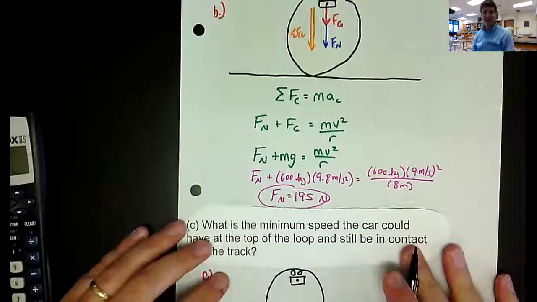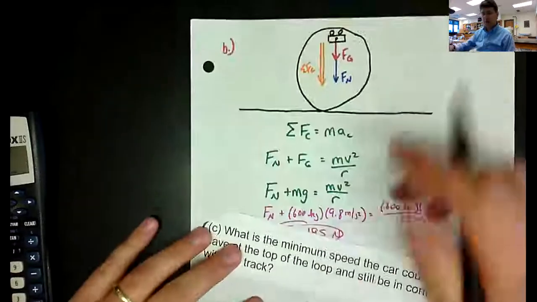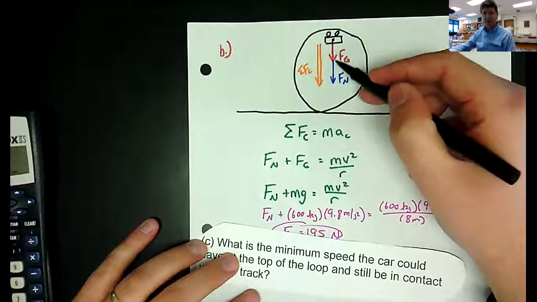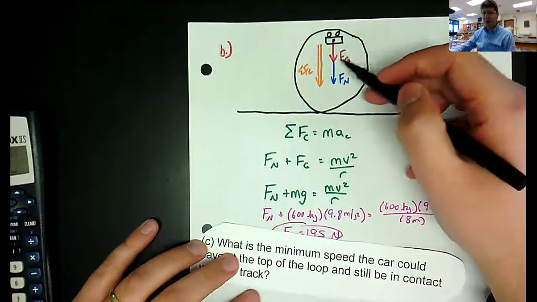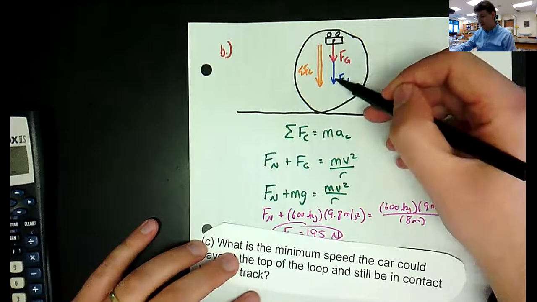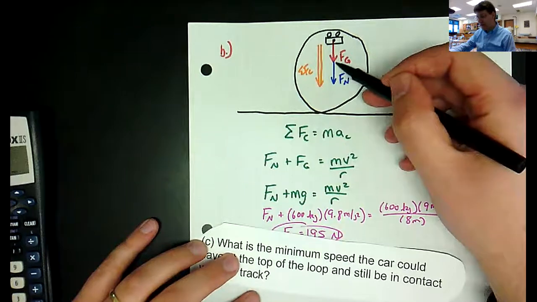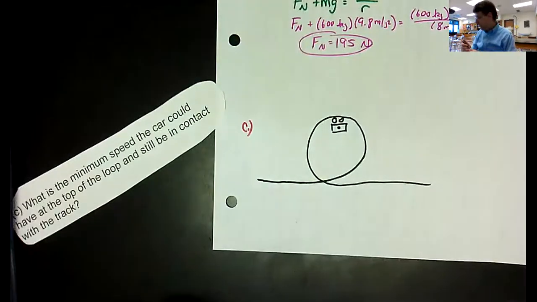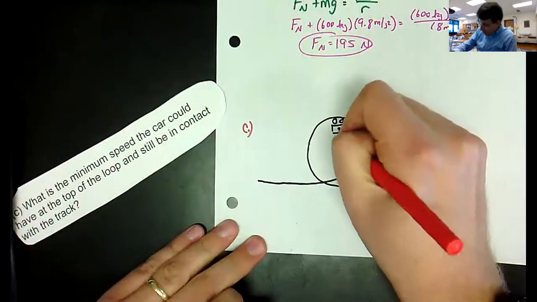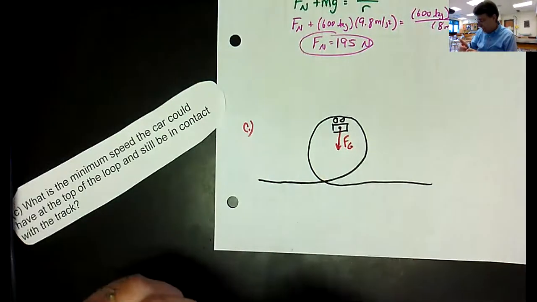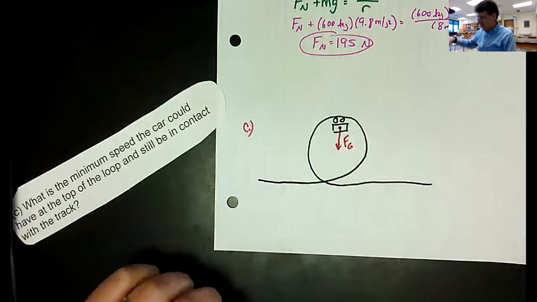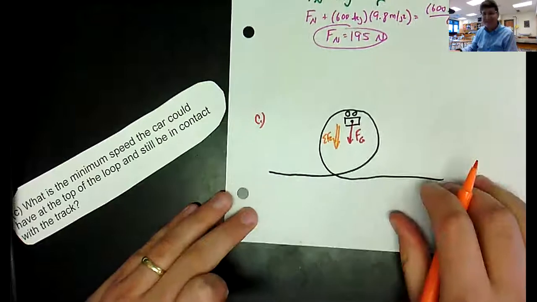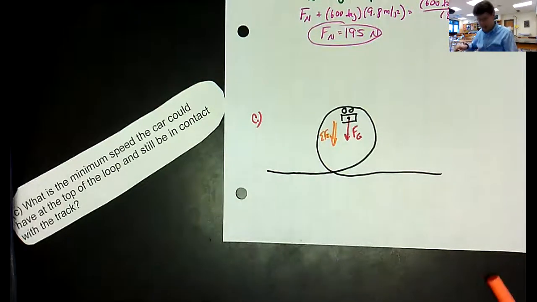What that's really saying is as I get slower and slower, I need less and less centripetal force. Which force can change? Well, gravity can't, because gravity is gravity. The object has whatever weight it has. As it slows down, this normal force is going to get smaller and smaller until it can't get any smaller, because the normal force becomes zero. So the minimum speed I can go and still stay in contact with the track is when my centripetal force is equal to my force of gravity.